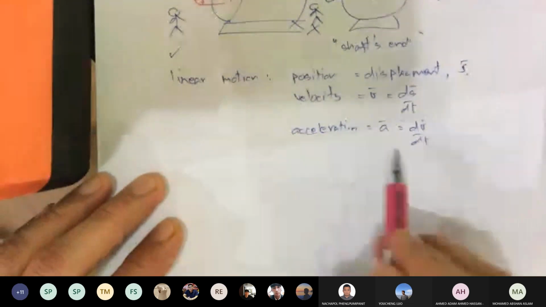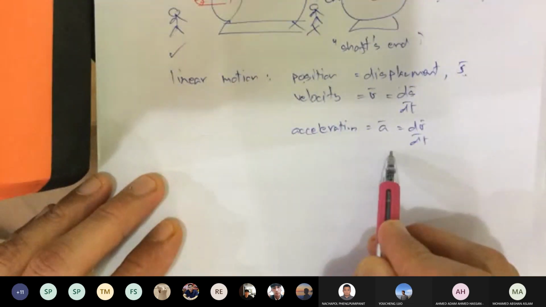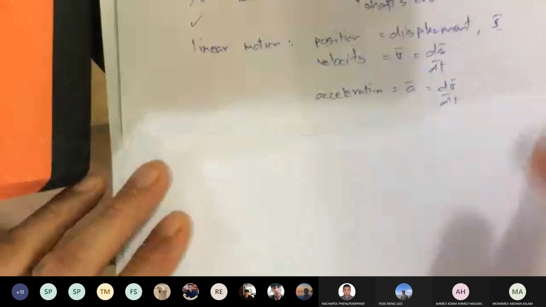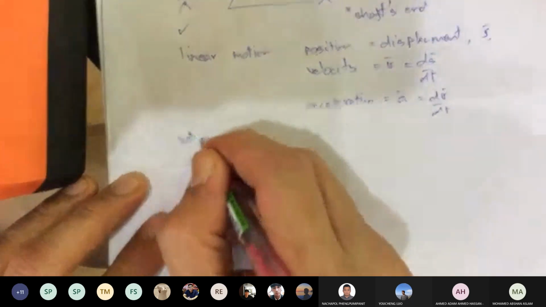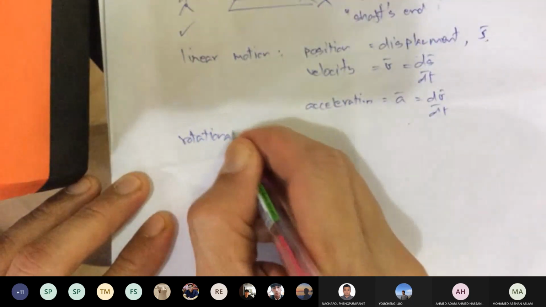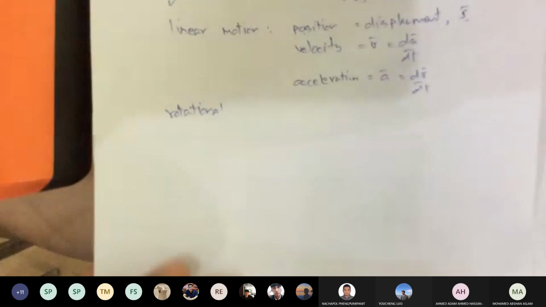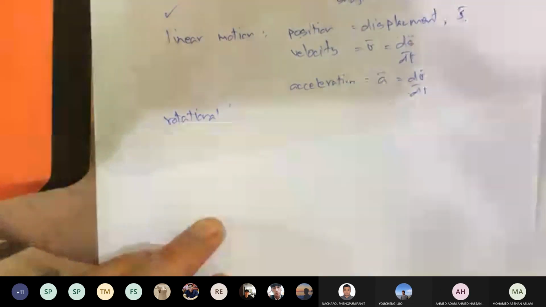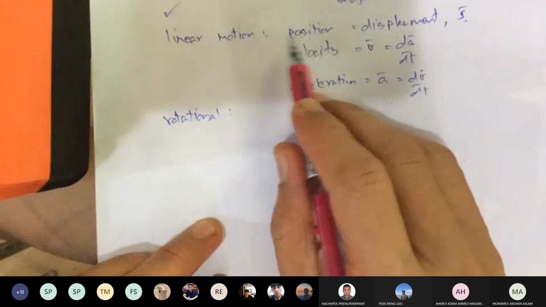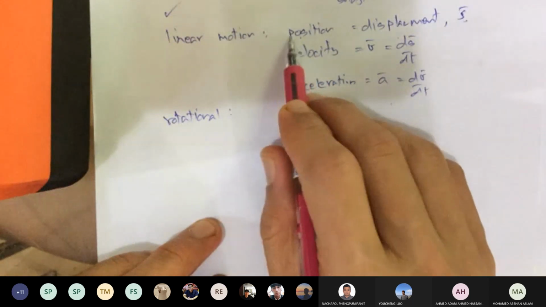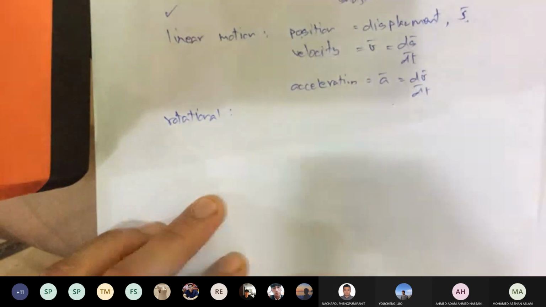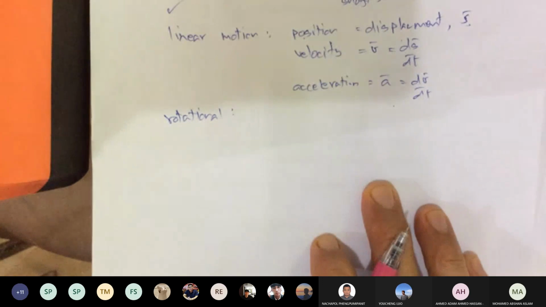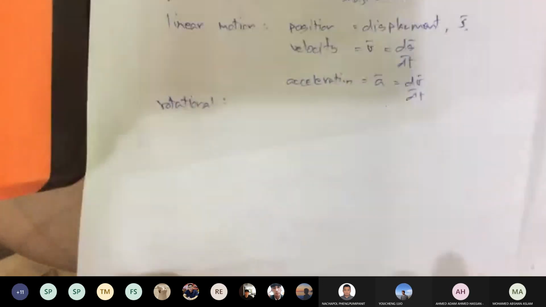We have similar things in rotational motion. Okay, so for us in rotational, okay, we have angular position. You just put angular in front of these terms. Okay, so you have this angular position.